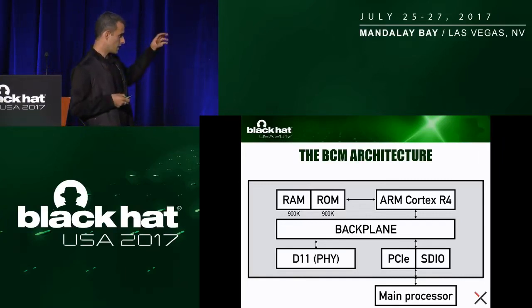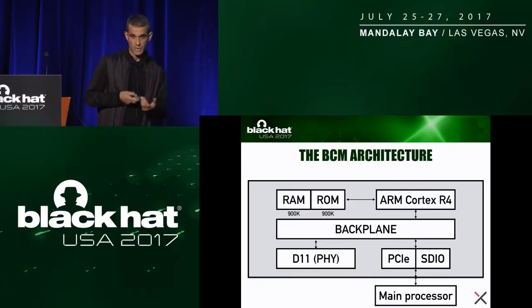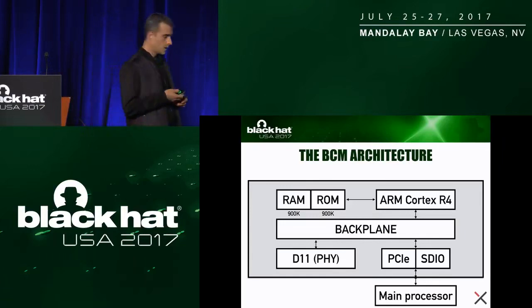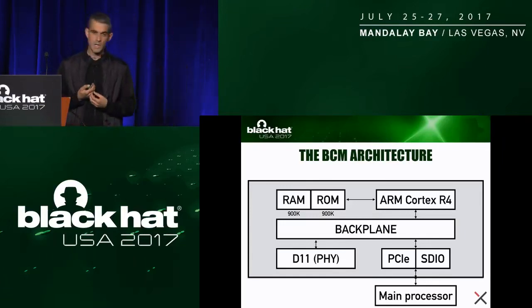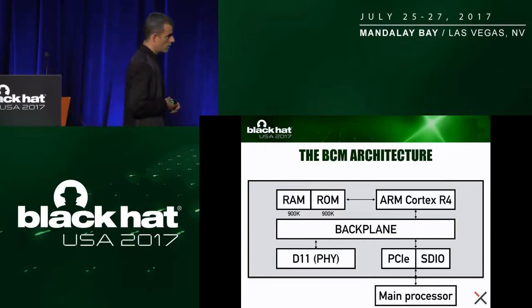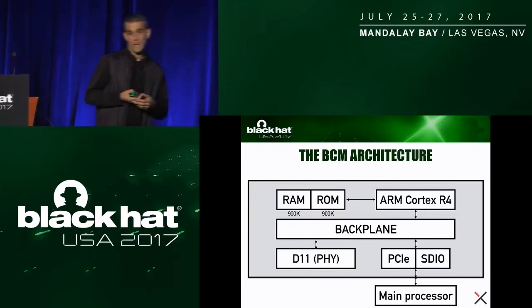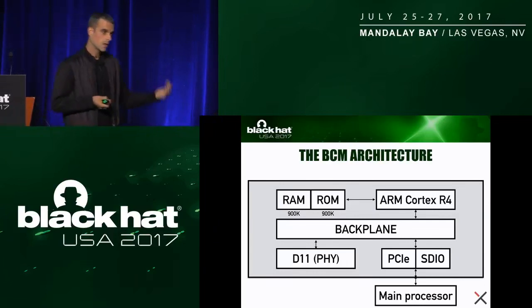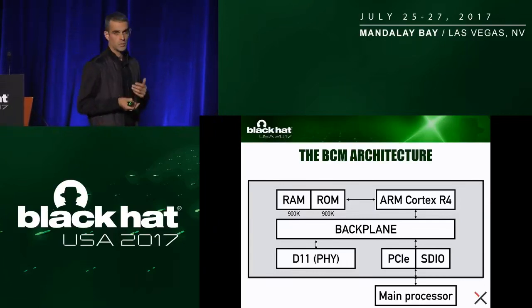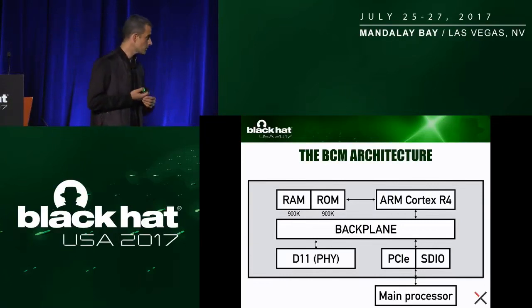Then we have a D11 PHY chip, which handles RF and actually processing packets from over the air. Then we have PCIe or SDIO, which connect this whole system to the main chip, to the main processor. PCIe works via DMA. SDIO is our proprietary Broadcom interface, which is, I believe, slowly being phased out.